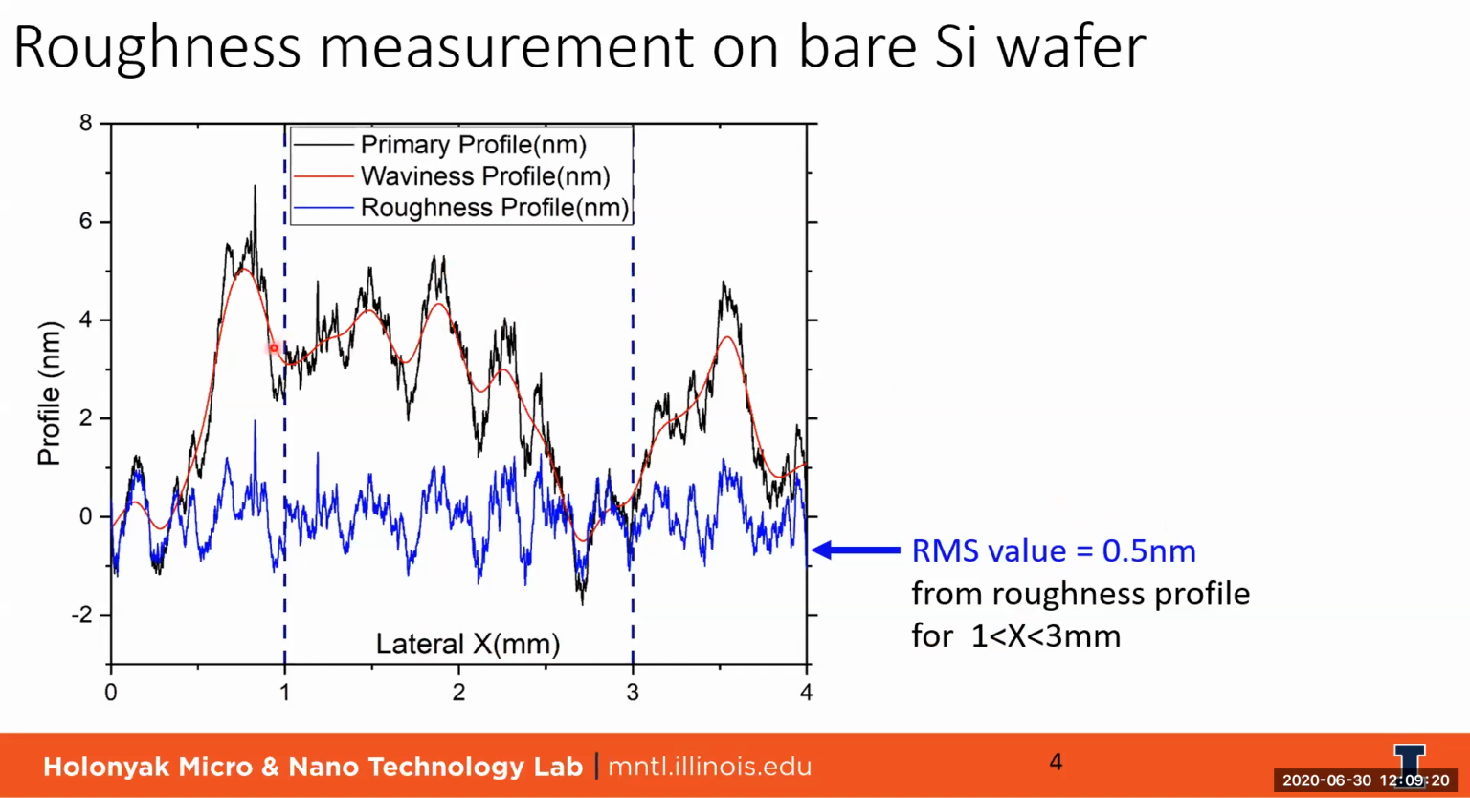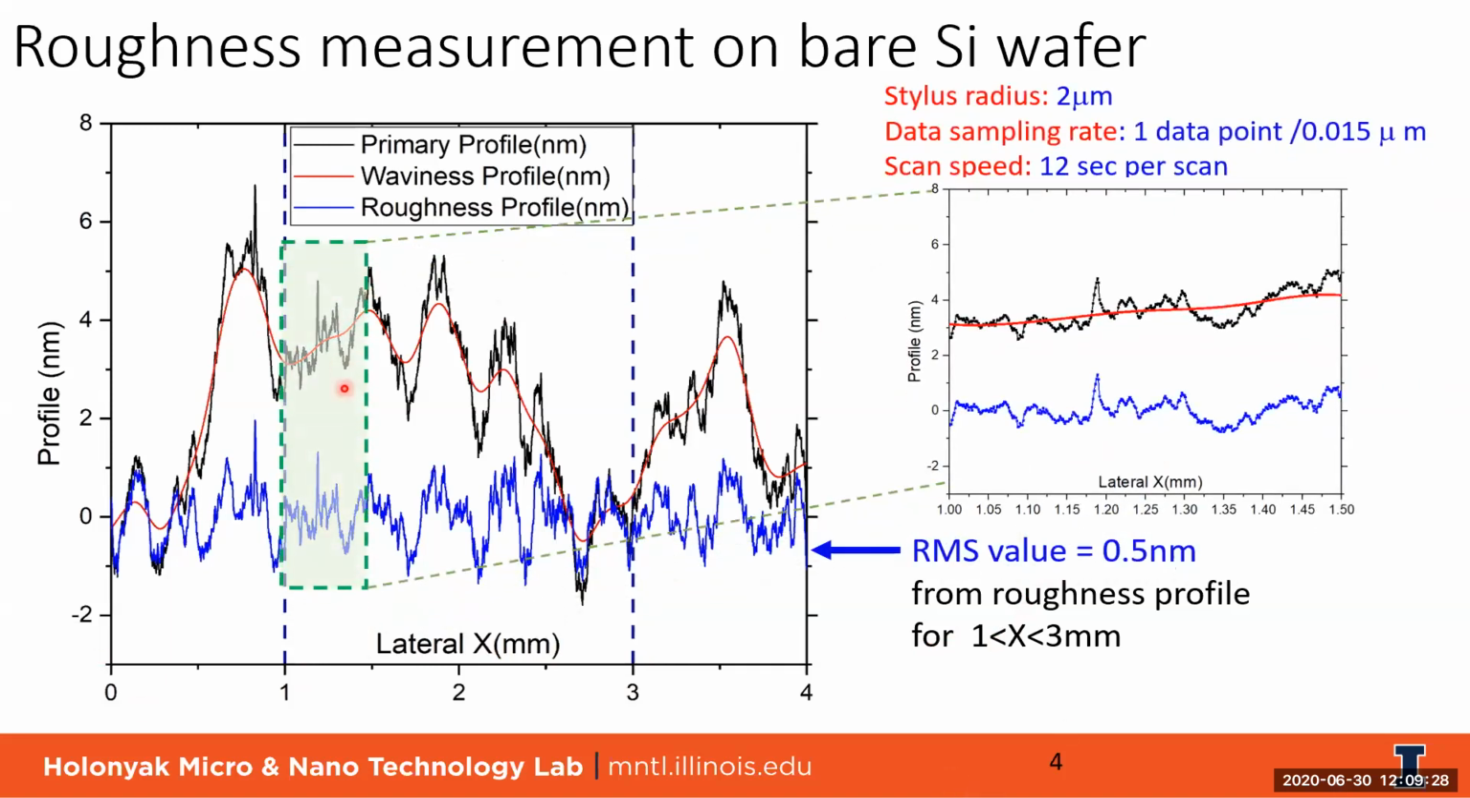Just to show you a zoom in of how the data looks, I want to zoom into this region from 1 millimeter to 1.5. The scan was done with a 2 micron radius stylus, and the sampling rate is about 1 data point per 0.015 micron. You can see that this peak here corresponds to this peak, and this peak here corresponds to this one.